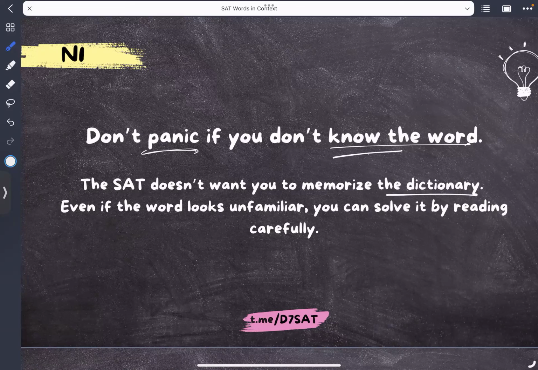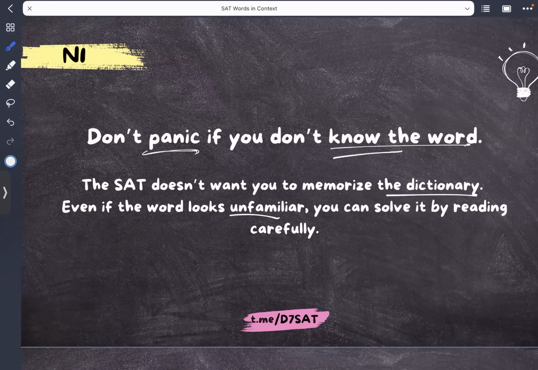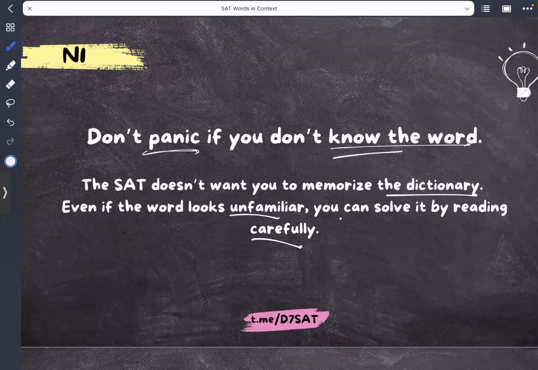College Board test creators especially try to trick you with medium or usually easier questions for this type of question. Even if the word looks unfamiliar, you can solve it by reading carefully, especially by reading the given passage very carefully. You can take a look at the other parts of the passage that might give you a hint what the correct answer might mean. So this is tip number one.